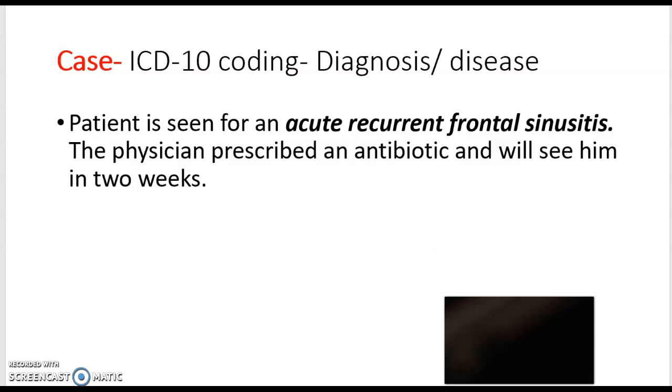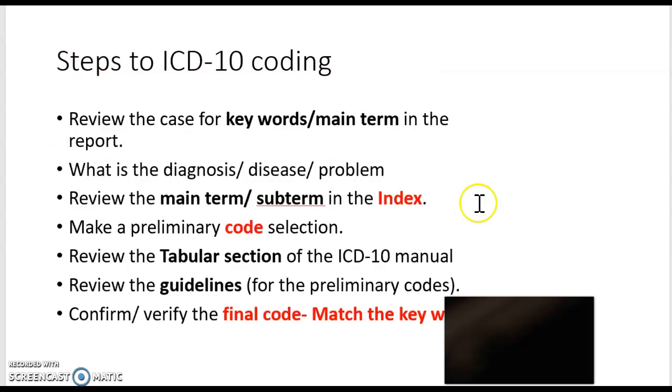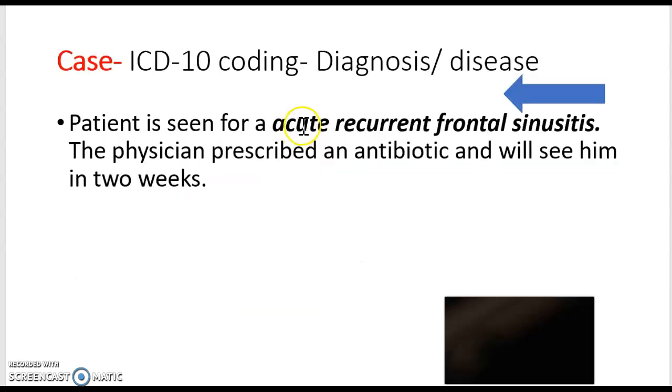And before we go there, I want you to review the steps with me. The first thing to do is to always find out the keywords. What are my keywords to be looking for in the index? The keywords are the source of your main term. So for example, if you're looking for acute recurrent frontal sinusitis, what is my main term? Main term is always one word. We cannot be looking for the whole four words altogether.